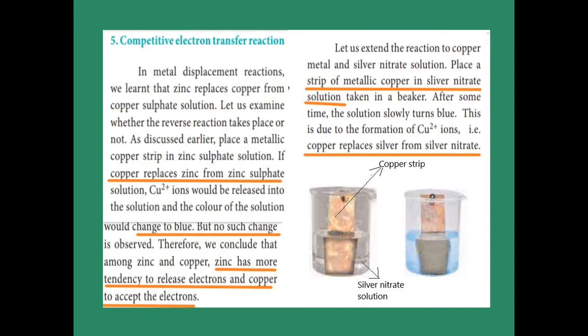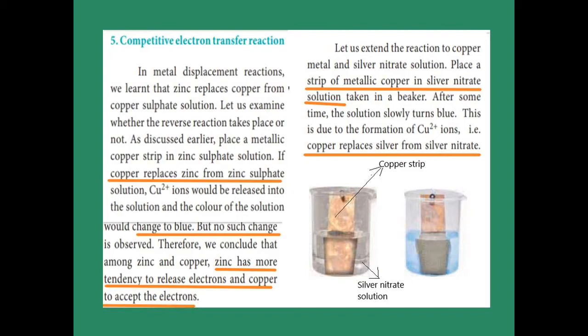Our next reaction is the competitive electron transfer reaction. Before going to the reaction, we already saw one experiment under metal displacement reaction. There we placed a zinc metal in the copper sulfate solution. Afterward we saw that on the zinc metal, the copper is deposited. This indicates that the zinc displaces the copper from copper sulfate solution. If we put the copper in zinc sulfate solution, the copper never displaces the zinc. From that we know the zinc has more tendency to release electrons and copper accepts the electrons.